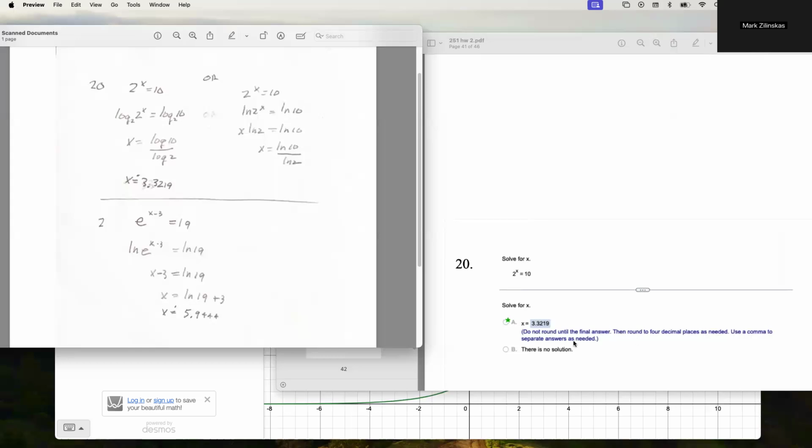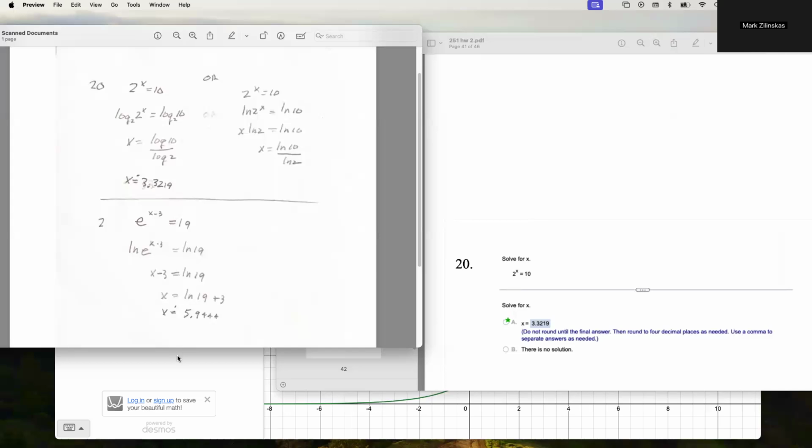They're asking me to round to 4 decimal places and use a comma to separate answers if needed. That means if you have more than one answer. But you don't want to round anywhere in an intermediate step, because if you do another calculation with a rounded value, it's just going to throw off your final solution. So that's why they put that expression there, to remind you not to round until you get to the end. All right, so there's my approximation.